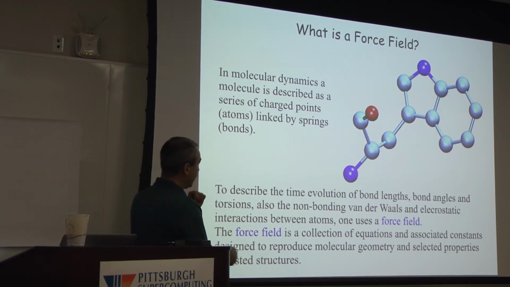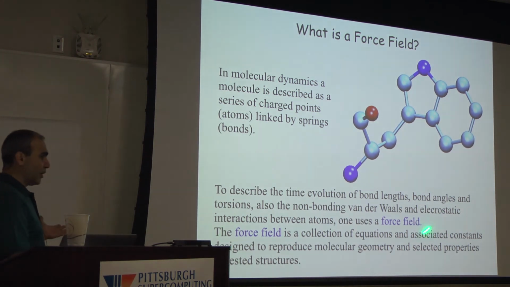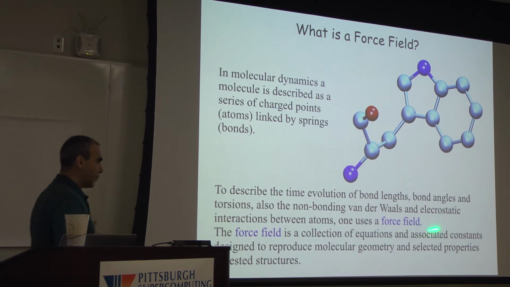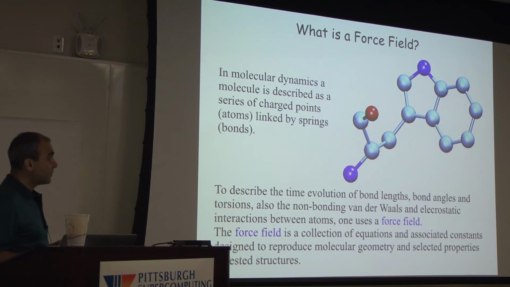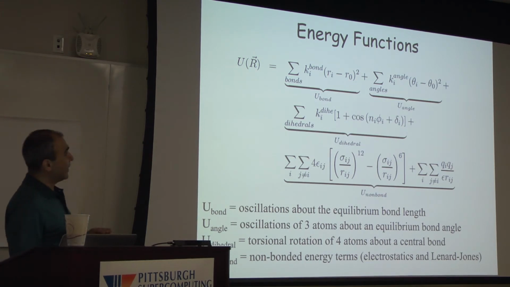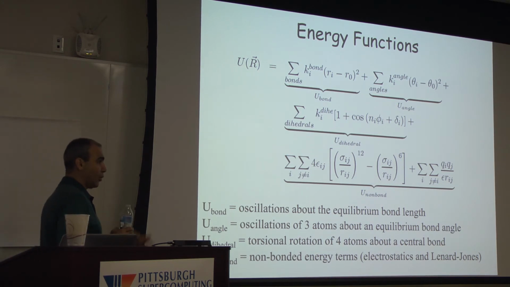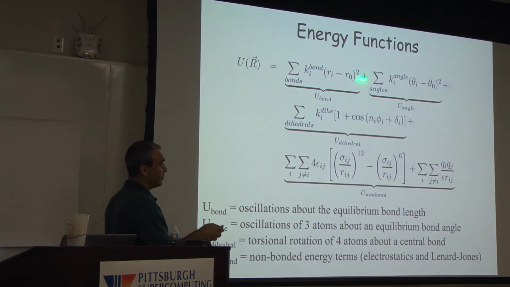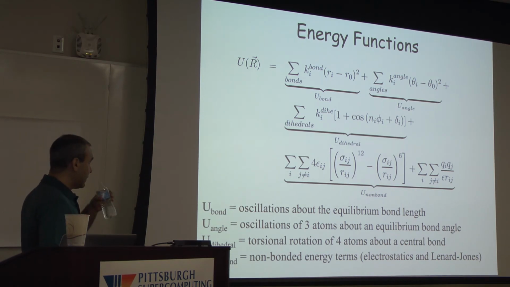The set of these rules we call the force field, which is a collection of equations and associated parameters or constants that reproduce molecular geometry and selective properties of the system. This is an example of a potential energy function for a biomolecular simulation. If you go to material science or other types of simulation, you might have very different functional forms. In biomolecular simulation, we usually use a combination similar to this.